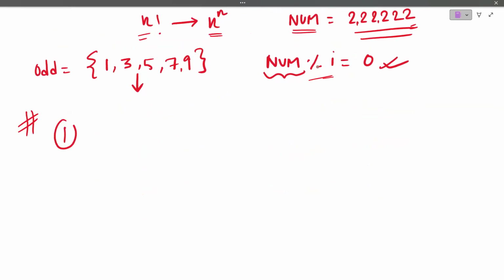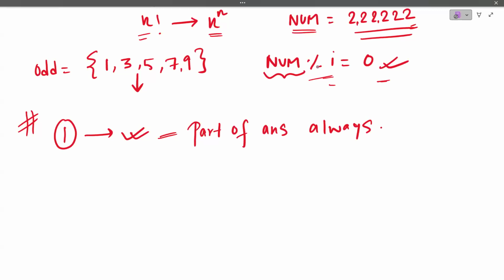Let me take the case of one, right? For the case of 1, it is extremely trivial. All num modulo 1 will always be 0 because any integer num is always divisible by 1, right? So that means 1 is always a part of the answer, no checks required. So for 1, it's trivial, right?